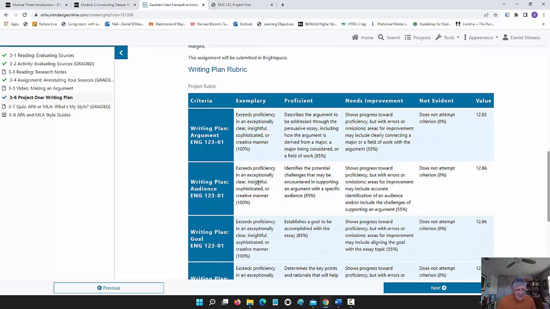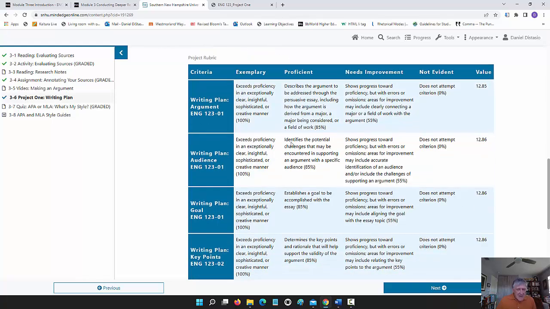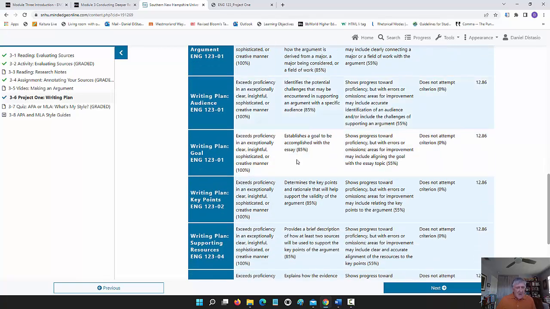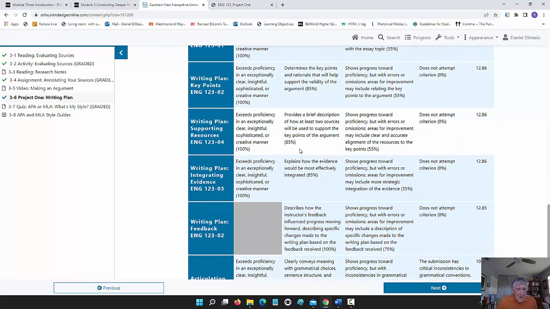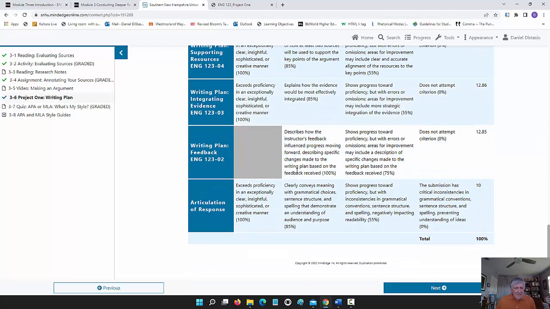Note the rubric for this assignment. It shows that you have to describe the argument, including how it's derived from your major, identify the audience and challenges, the goal we talked about, the 3 points, how at least 2 of those 3 points align to sources you've chosen. Where will you put those sources in the essay, the feedback, and then, of course, the articulation of response.